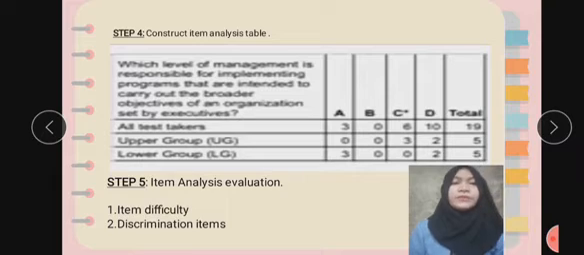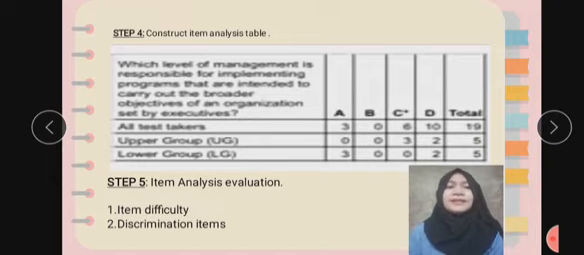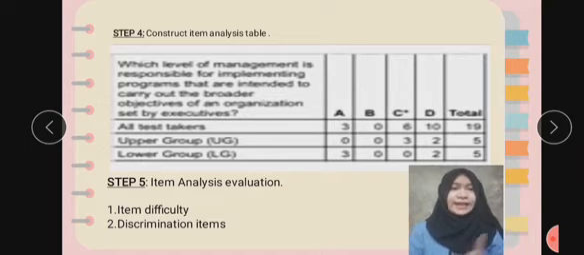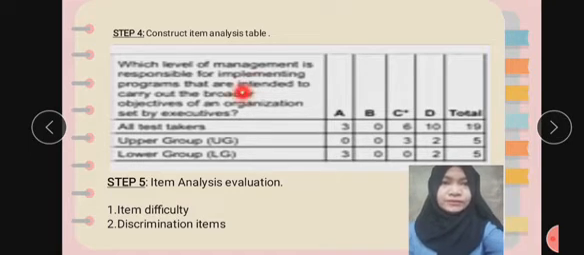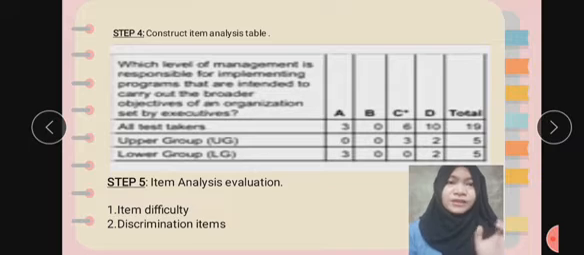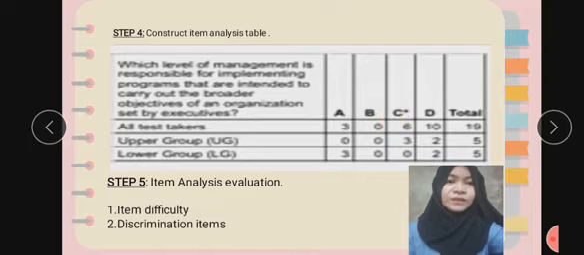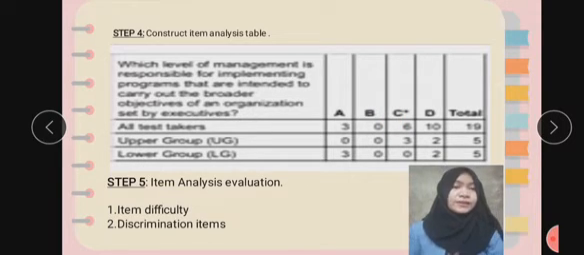Okay, so number 4 is construct an item analysis table. Okay, so these are the examples, class, of an item analysis table. For example, this is item number 1. So in item number 1, this is the question. For example lang yan, which level of management is responsible, blah blah blah. So for example, the answer is letter C. All of the takers, tatlo yung nag-answer ng letter E, 6 yung nakatama, while 10 yung sumagot ng D, which is the total takers or the students who took that test is 19.